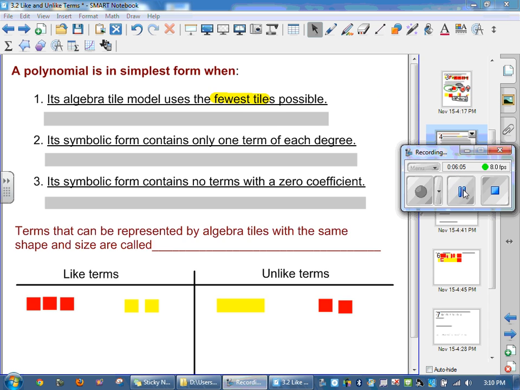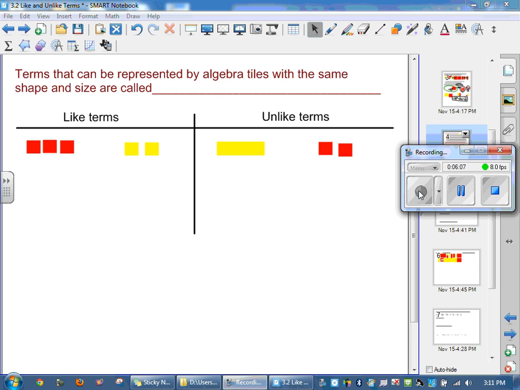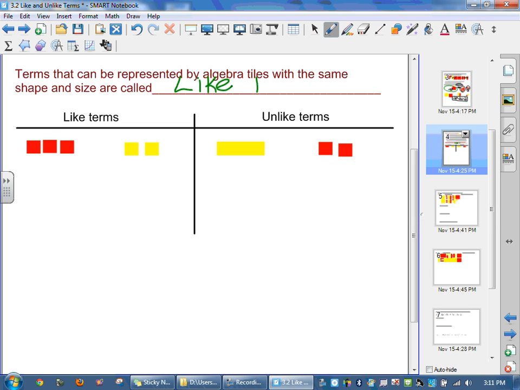So what we've been doing is finding out what like terms are. It says terms that can be represented by the algebra tiles that are the same shape and size are called like terms. L-I-K-E, like terms. Okay? They're showing us some groups of like terms over here. Small boxes, small boxes. Yep, they're like terms. Over on the right side, non-like terms, or unlike, means they're different sizes.